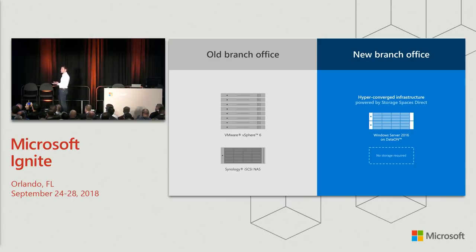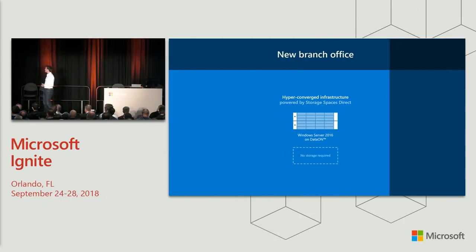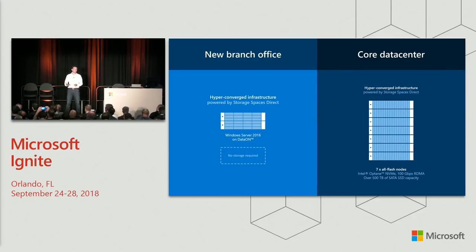This was such a successful experience for them that they ended up doing a similar modernization in their core data center, where they actually deployed what is now a 7-node cluster. It's been growing slowly but surely. A 7-node all-flash cluster that actually has Intel Optane in it as well, the NVMe cards that I mentioned earlier.